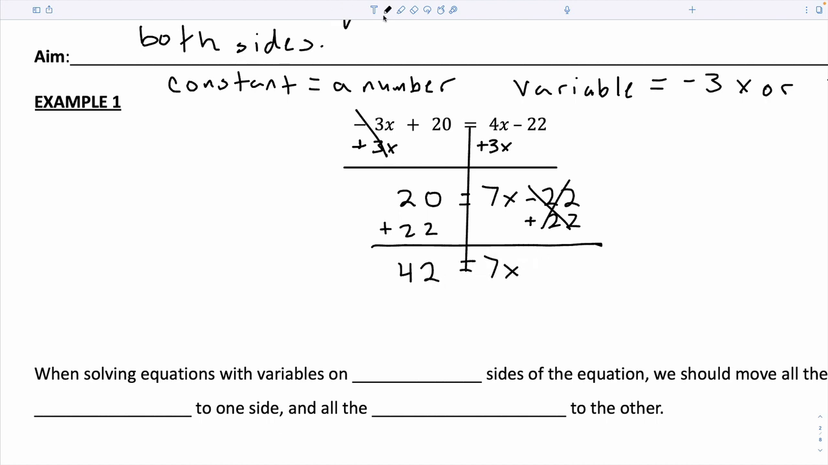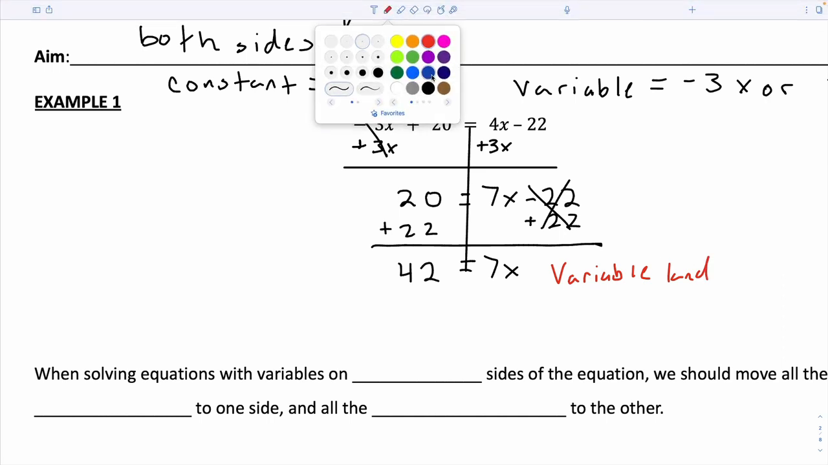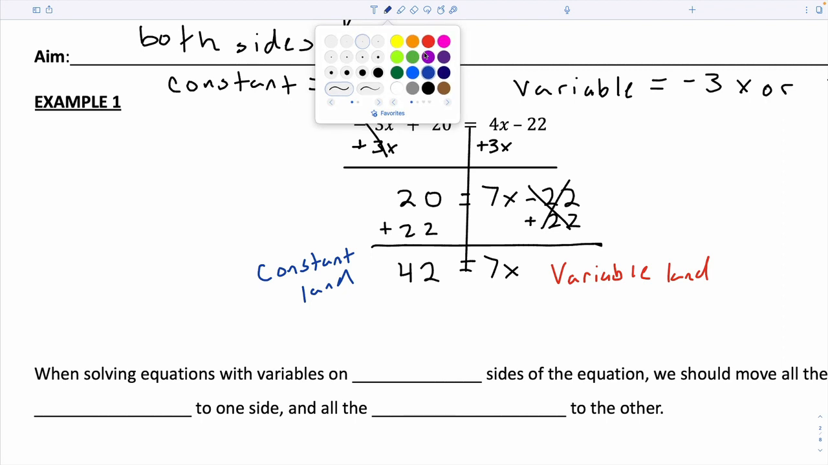On this right side, you have variable lands. On the left side, you just created constant lands. All the numbers without variables are on the left. All the variables without just plain numbers are on the right. You just created peace in algebra land. Applaud King Algebra Land. Thank you very much. There's just one last step.